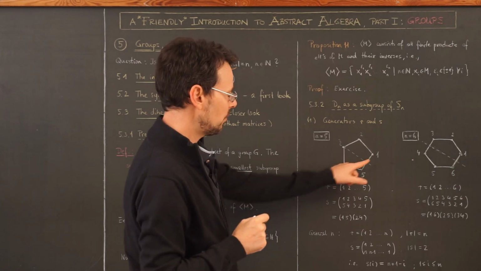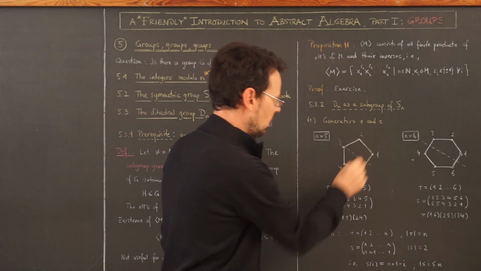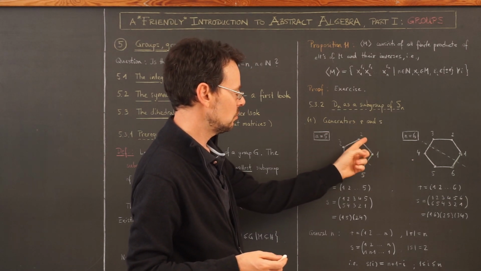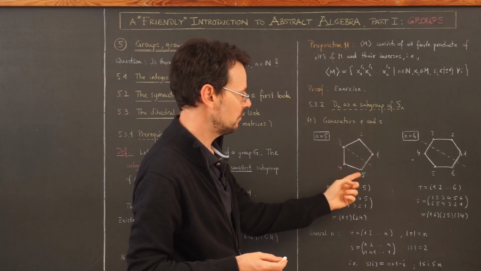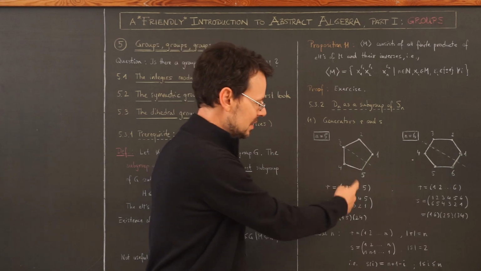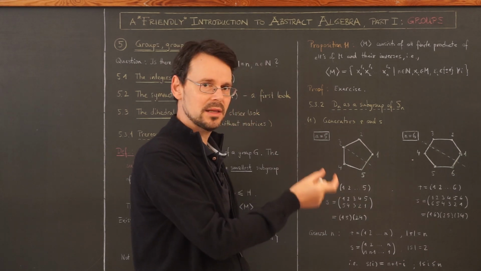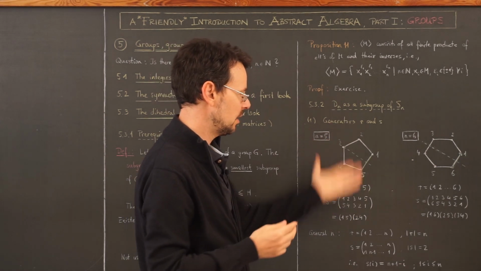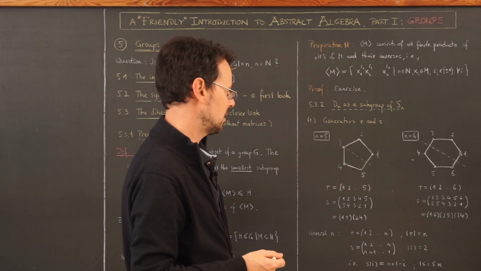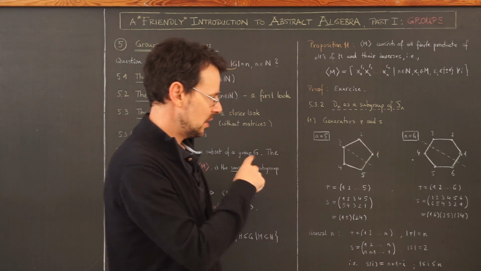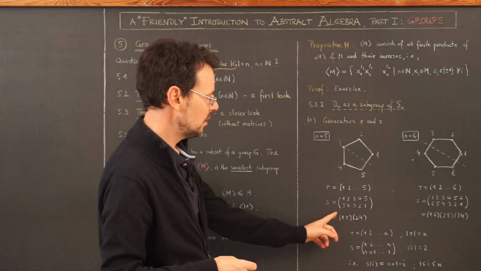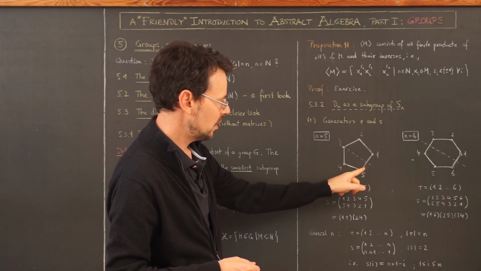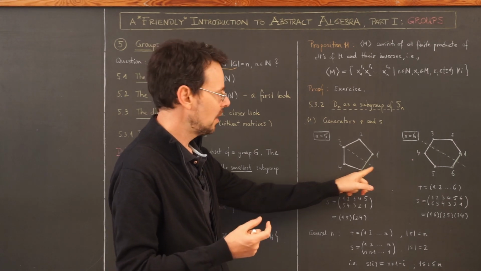72 degrees. What happens if I rotate this pentagon around its center by 72 degrees? Well, 1 moves to 2, 2 moves to 3, 3 to 4, 4 to 5, and 5 to 1. And this is exactly what this 5-cycle here does. Remember the cycle notation from the last lesson? This 5-cycle here clearly corresponds to the rotation by 72 degrees. Now we also need a reflection to get all the symmetries. Here we take the edge between vertex 1 and the last vertex, vertex 5.